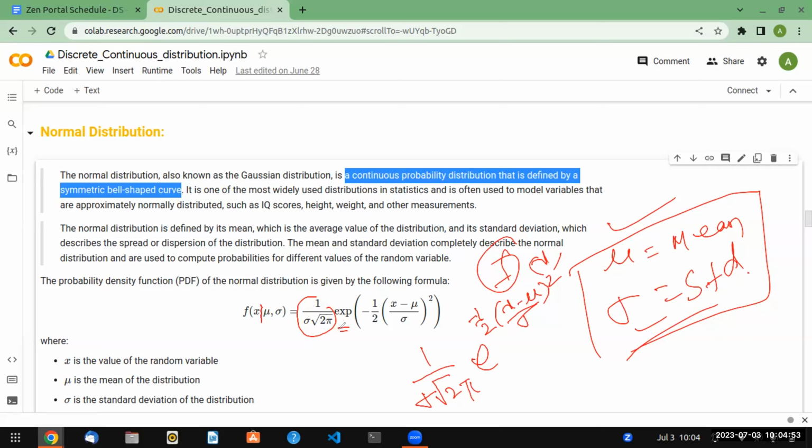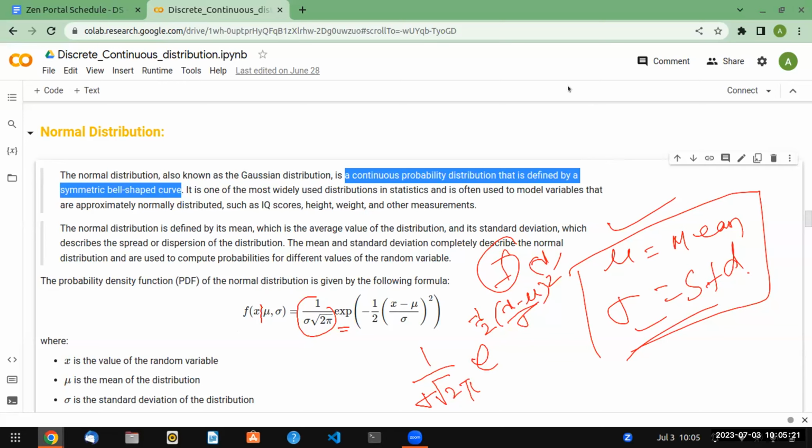Now, what is E and all? I think that is a different thing. Anyone who doesn't know, what is the value of E? 2.71828. Yes, correct. So this has a specific value. Using this exponential function, this normal distribution is calculated.